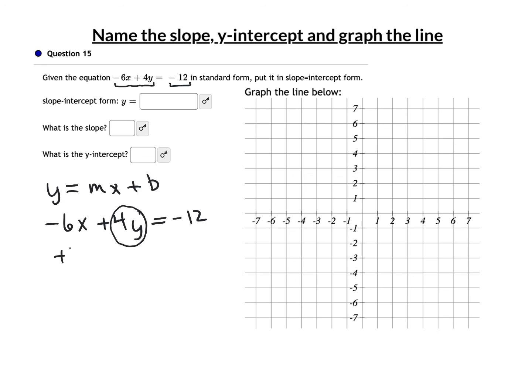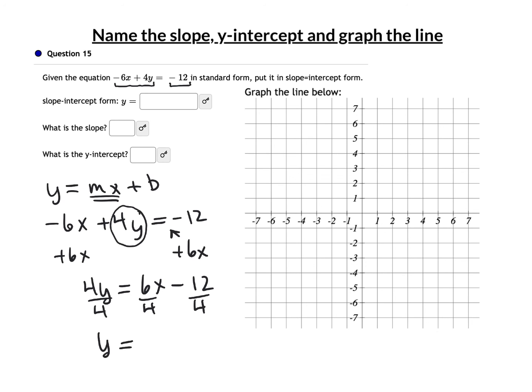Get rid of that negative 6x, add 6x to both sides. Pop that in front. We're looking for mx plus b. The x goes first. We have 4y equals positive 6x minus 12. And then we'll divide everything by 4 to get the y by itself. Now we need to simplify.